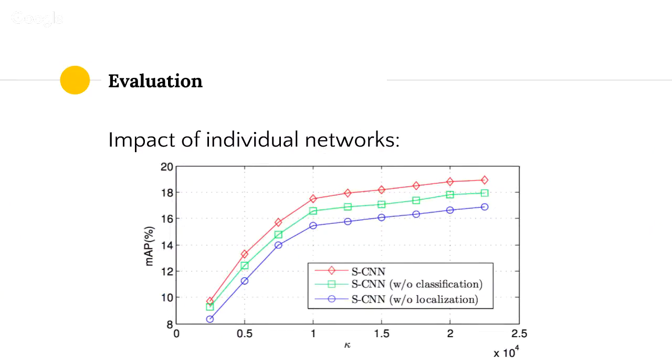And also they have performed a study trying to remove the classification and the localization network and see the results. As you can see, the results are better without the classification than without the localization. The localization network is what gives the best improvements on this segment CNN. So that's the impact of the individual networks.